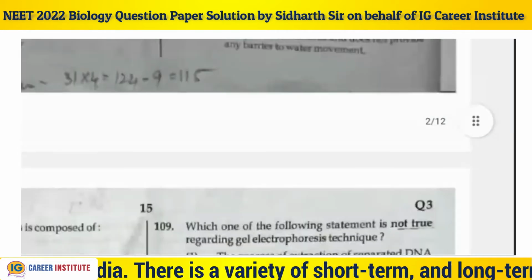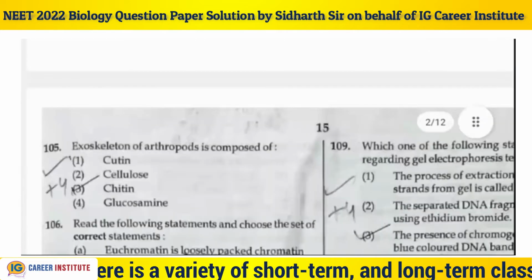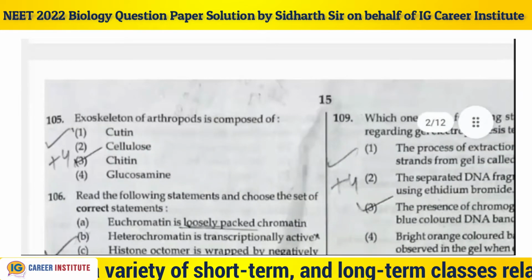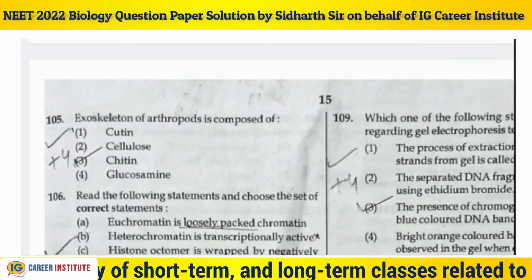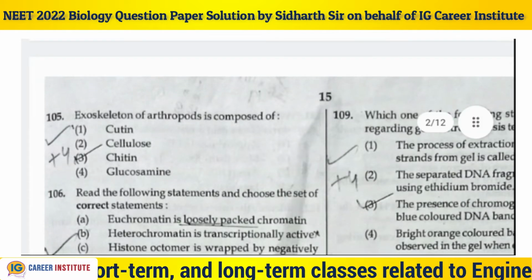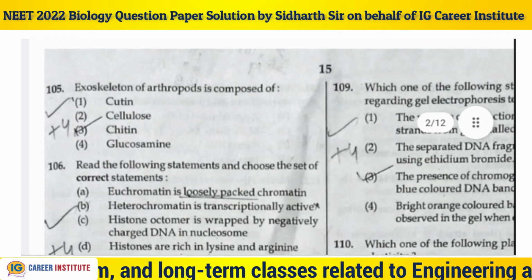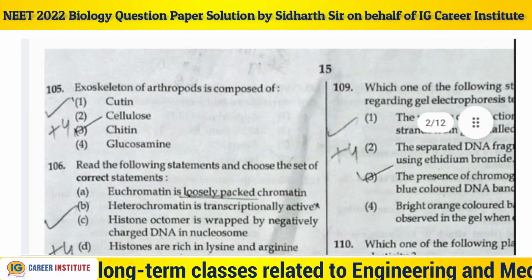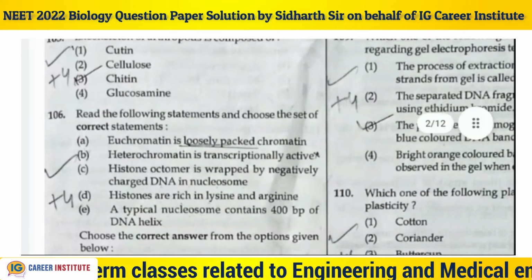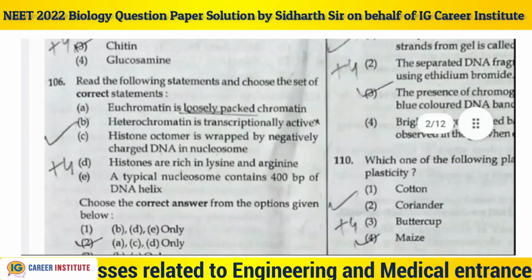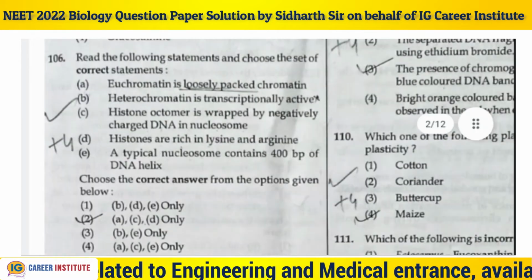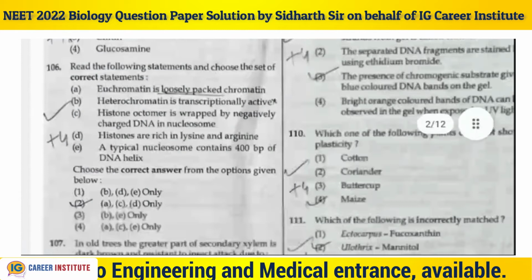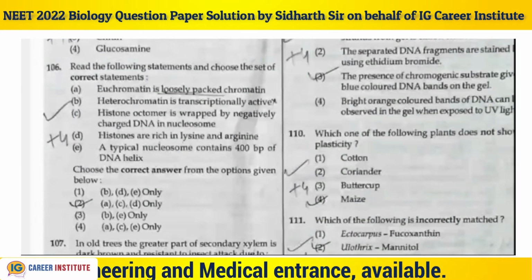Now let's come to question number 105. The exoskeleton of arthropods is composed of, direct NCERT line, chitin. Question number 106. Read the following statements and choose the set of correct statements. Again, a very long question. So this paper has a lot of lengthy questions. It's actually easy, NCERT based.